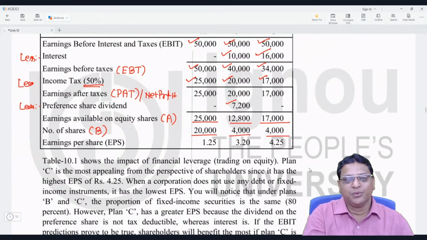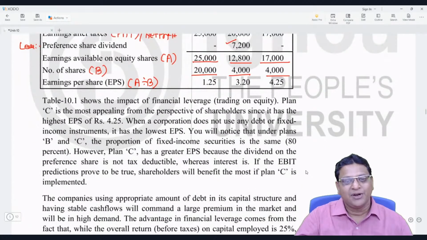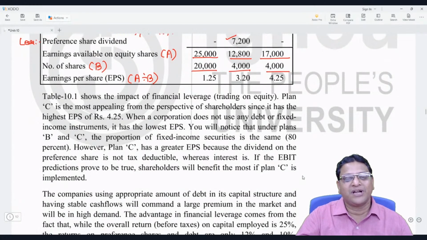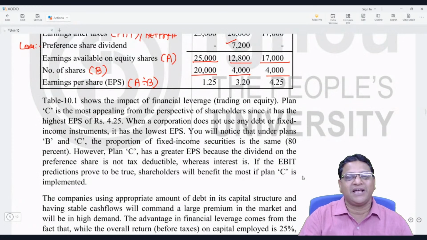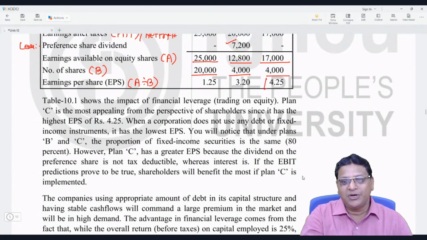Now what we will do? We will divide A by B and we will get earning per share. What is earning per share? How is earning per share computed? A divided by B. Earning available for equity shareholders divided by number of equity shares. Whatever we get, that is known as earning per share. Earning per share is in first plan 1.2, second plan 3.2, and third plan 4.25.